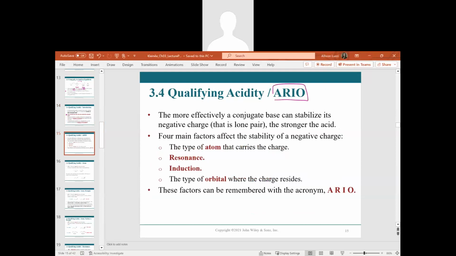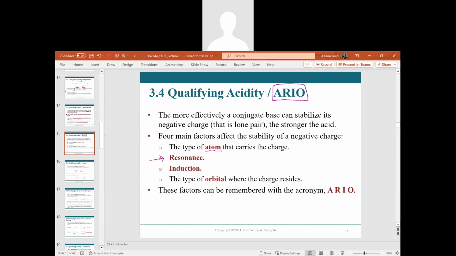So we're going to use this memory device here, this ARIO acronym, to help us remember what to look for. So the first of these four factors, the A, would be the type of atom that carries a charge. So we're going to compare electronegativities, and the more electronegative atom will be more stable with a negative charge, and the opposite will be true. The least electronegative atom, if that has a positive charge, things of that nature. So we'll look at atom that carries a charge.